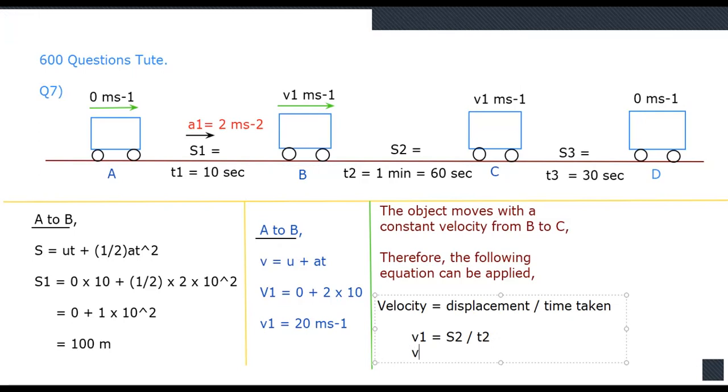By cross multiplication, T2 can be taken to this side. Dividing T2 comes to this side as multiplication T2, and S2 will be at the other side, right? Division becomes multiplication when it comes to the other side. Now we just want to find S2, right? V1 we have found as 20. T2 is given as 60 equals S2. So what should be the answer?